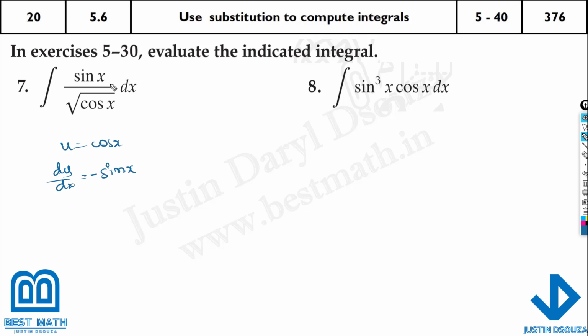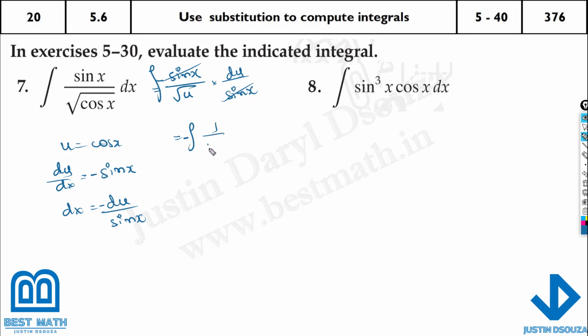And now we have to write it as dx. So dx would be equal to du divided by minus sine x. Don't forget the sign, it's negative. See, now this cancels off. Now when I substitute this back, sine x will be as it is, divided by square root u, whatever is there inside. dx is minus du by sine x. So this cancels off, and you're remaining with the integral. I'll write the minus sign outside: the negative integral of 1 by square root u.